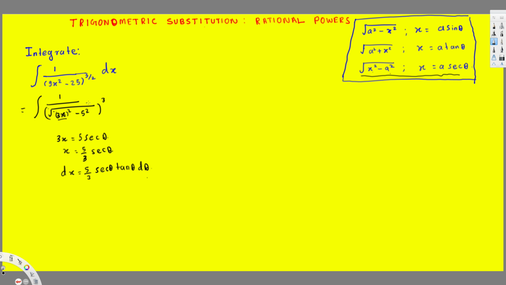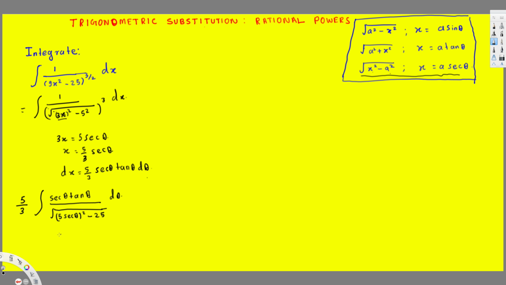We have a dx, so instead of dx I'm going to plug this one in. That is 5/3, and since this is a constant, I can write it in front of the integral. So this is going to be 5/3 sec theta tan theta d theta. In the bottom, we have 3x. We know that 3x is equal to 5 sec theta. So this is going to be the square root of (5 sec theta)² minus 5², that is 25.